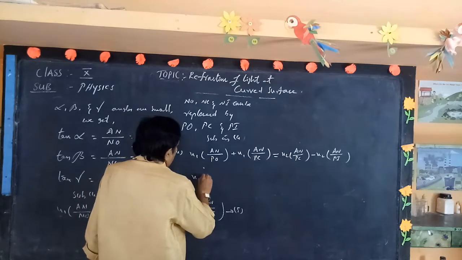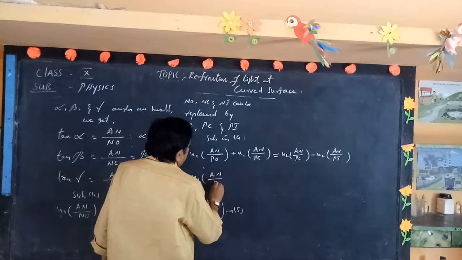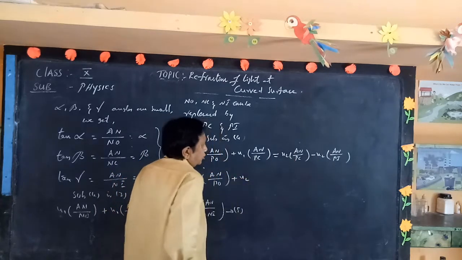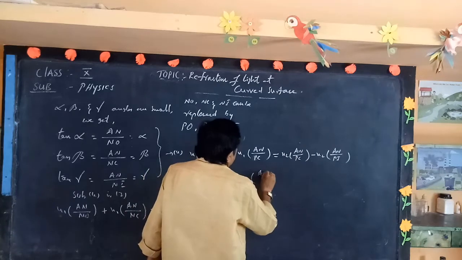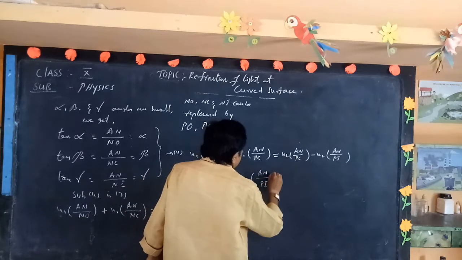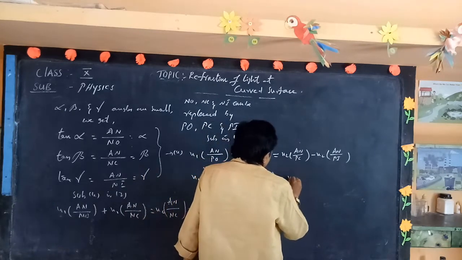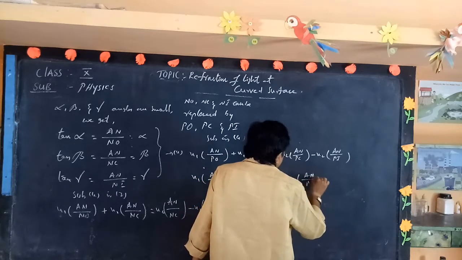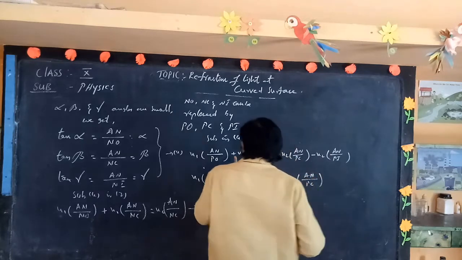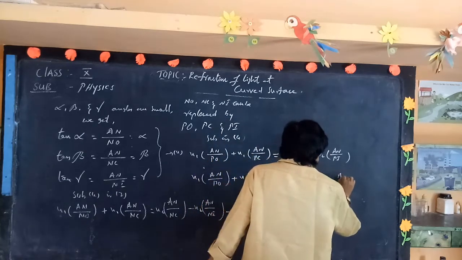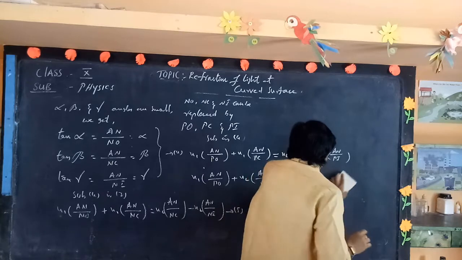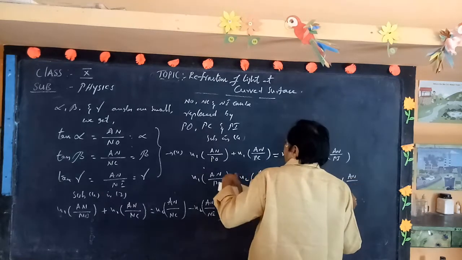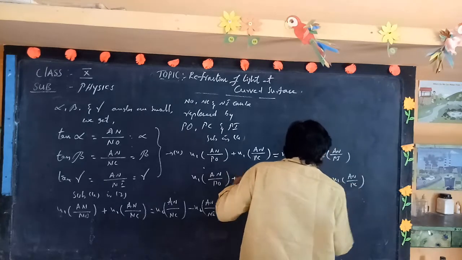N1 into AN by PO plus, this minus comes to this side, N2 into AN by PI is equal to N2 into AN by PC. This comes this side minus N1 into AN by PC.